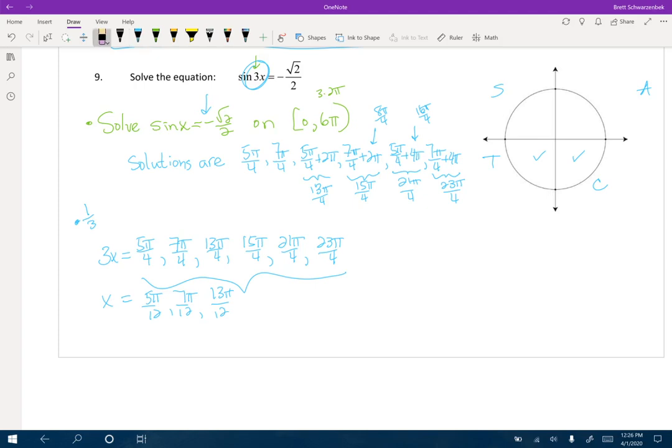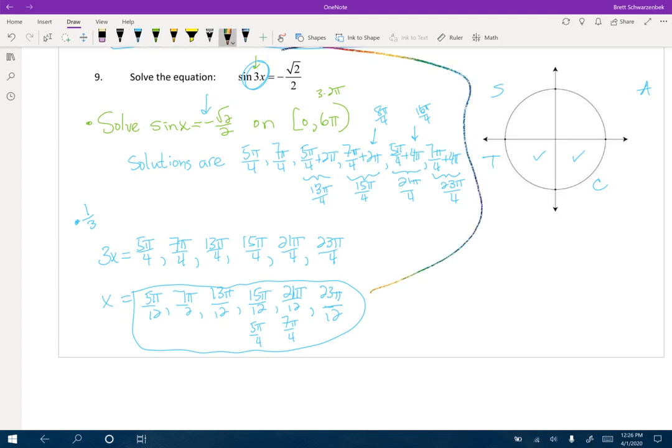Just be careful here. I don't want to be confusing. Okay, we get 15 pi over 12, which, by the way, can be reduced to 5 pi over 4. We get 21 pi over 12, which can be reduced to 7 pi over 4. And finally, we get 23 pi over 12. And those would be our 6 solutions. If you don't want to reduce them, it's not a huge deal. But I'm looking for making sure that you just get the 6 solutions that are of importance. And again, if you want to, you can take this and plug it right in there to confirm that you're going to get negative root 2 over 2 as the result for the problem.